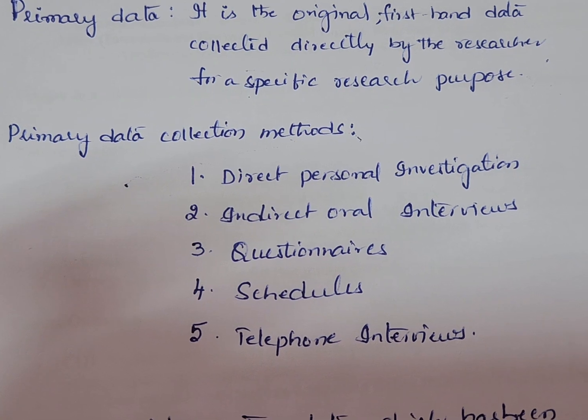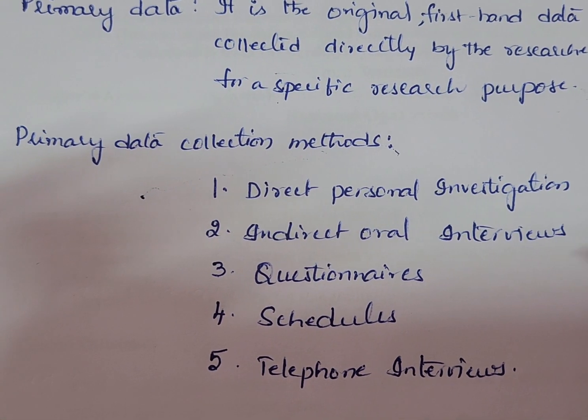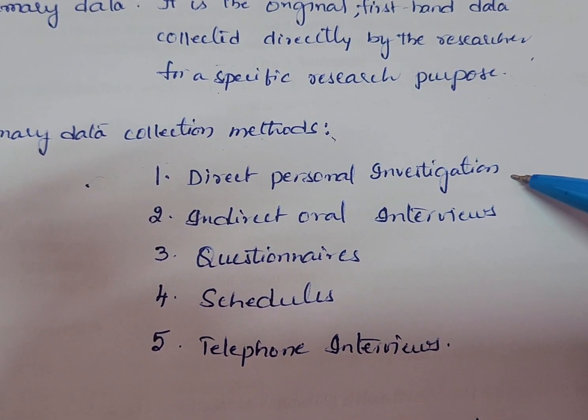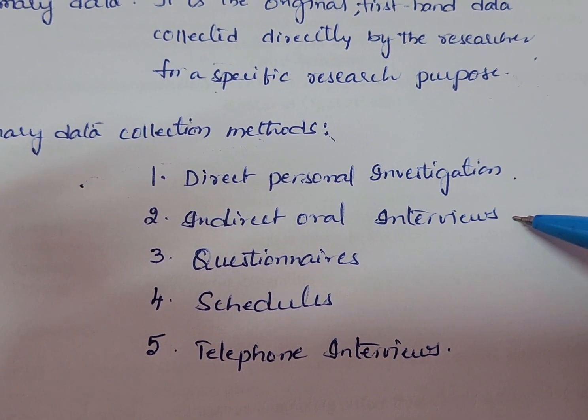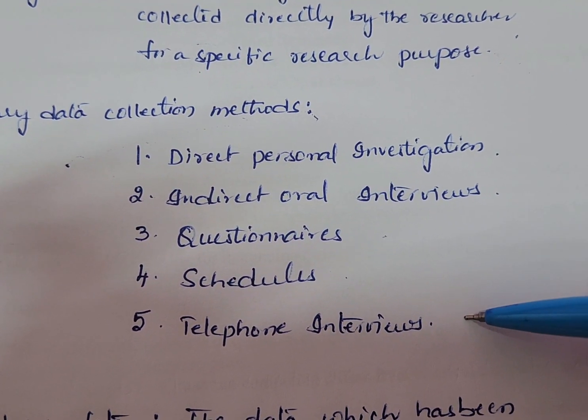Now what are the primary data collection methods? We have 5 primary data collection methods. First one is direct personal investigation, indirect oral interviews, questionnaires, schedules, telephone interviews.